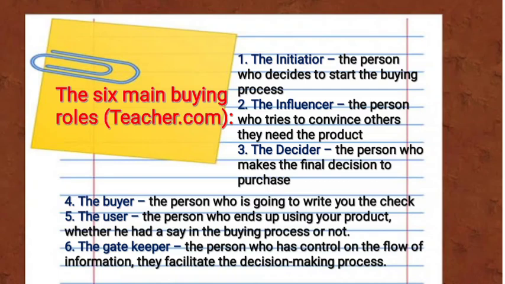Kasi sa kanya nag-start yung buying process, okay? So, the next one is the influencer. So, the influencer is the person who tries to convince others they need the product. So, meaning to say, si influencer, siya yung mag-i-influence din sa inyo na bilhin yung naturang produkto. Okay? So, balik tayo sa group of friends ninyo.